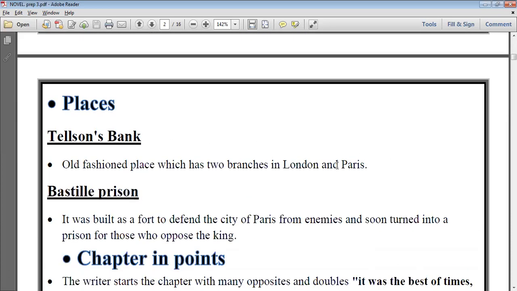The most important places in this novel, I'm going to talk about. Tellson's Bank, an old-fashioned place. What I mean by old-fashioned, my dear students, is that this place is very old. It has two branches in London and Paris. So it's an international bank. When a bank has two branches in two different countries, it's an international bank. So it's an old-fashioned international place, which has two branches, one in London and the other in Paris.